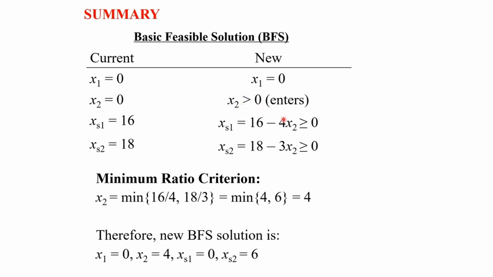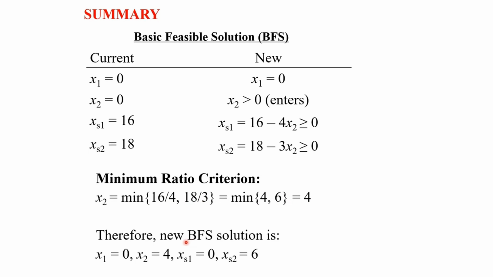So x2 enters, so we have xs1 equals 16 minus 4x2, and xs2 equals 18 minus 3x2. So we have to solve these equations. x2 here turns out to be 4, so the most x2 that we can enter based on the first constraint is 4 units. Based on the second constraint, it's 6 units, 18 divided by 3. But this is the constraint that binds, so all we could do is enter 4 units. So we use this minimum ratio criterion, where x2 is the minimum of 16 over 4 or 18 over 3, so 4 or 6, and it's equal to 4.